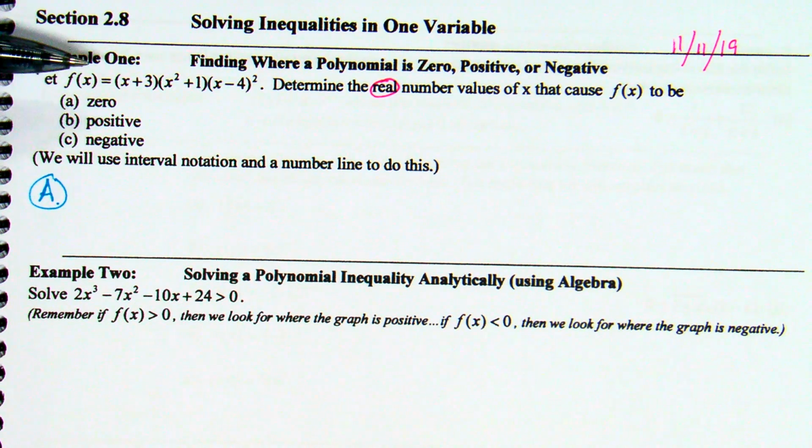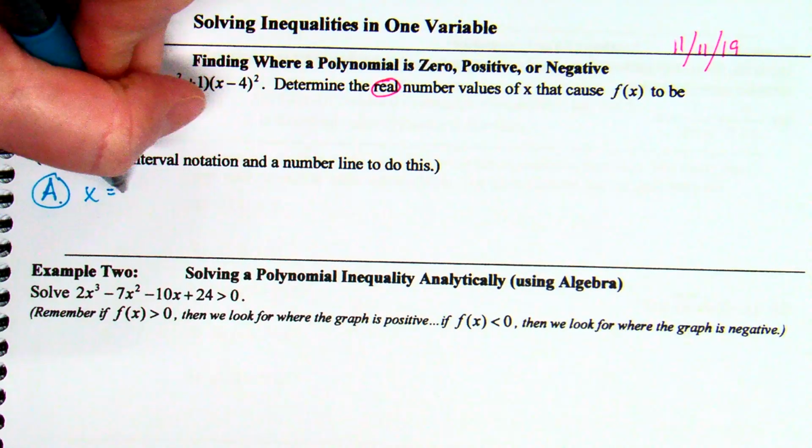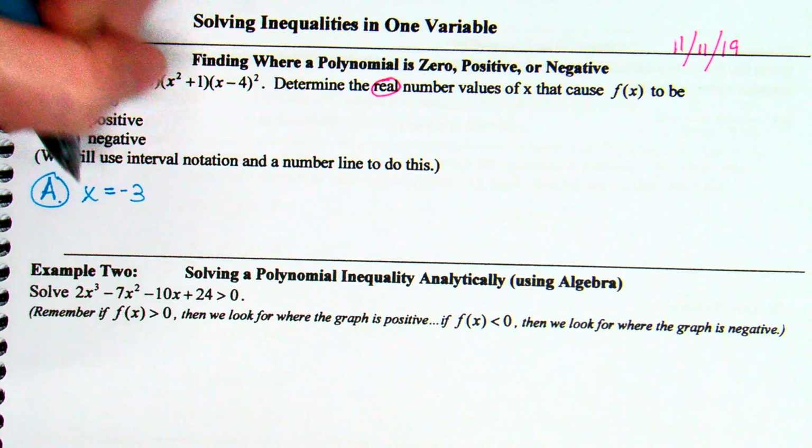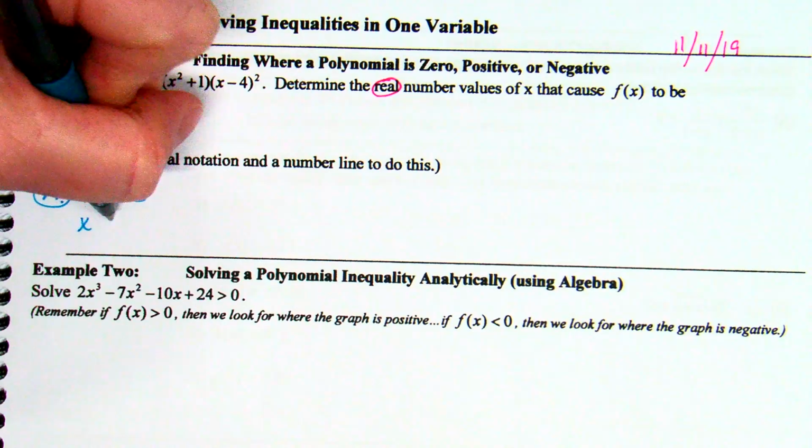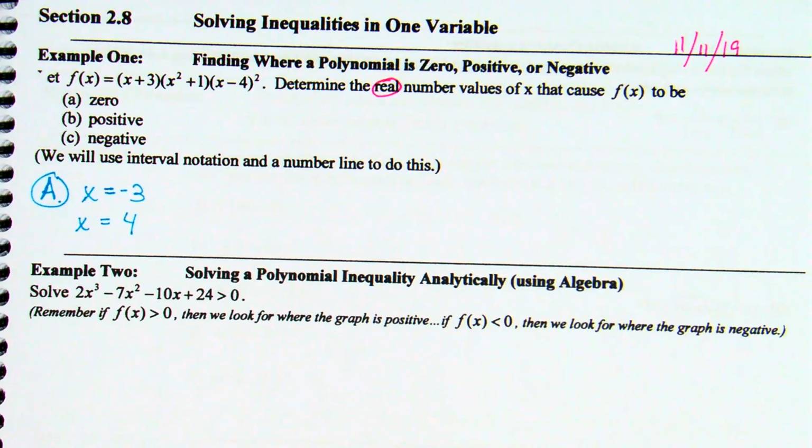Okay. x plus 3. What's that tell me? x equals negative 3. So it'll cross the x-axis at negative 3. Okay. What about the x minus 4? x equals 4. It'll cross the x-axis at x equals 4. What about x squared plus 1?